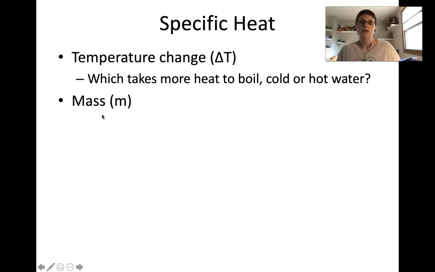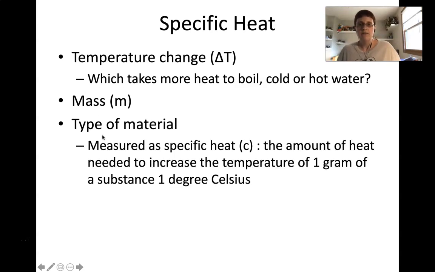The next thing is we do, like I said, need to consider the mass, so how much of the material we have, and the type of material that you have. And this is where the specific heat comes in. So we measure the type of material based on its specific heat. And specific heat is this little c when we show it in equations. And this is the amount of heat needed to increase the temperature of 1 gram of the substance 1 degree Celsius. And if you've watched the other videos, that should sound kind of familiar.